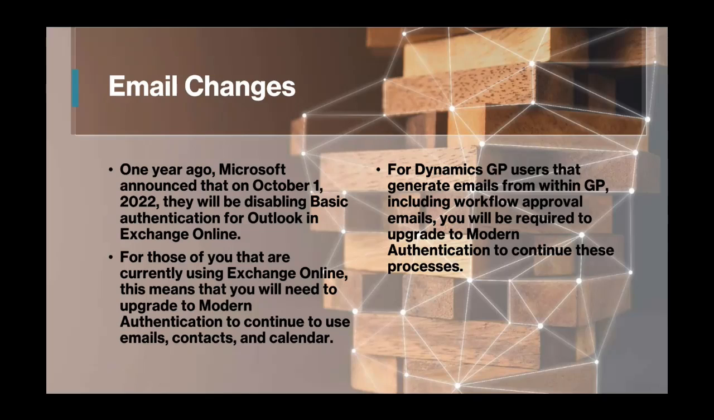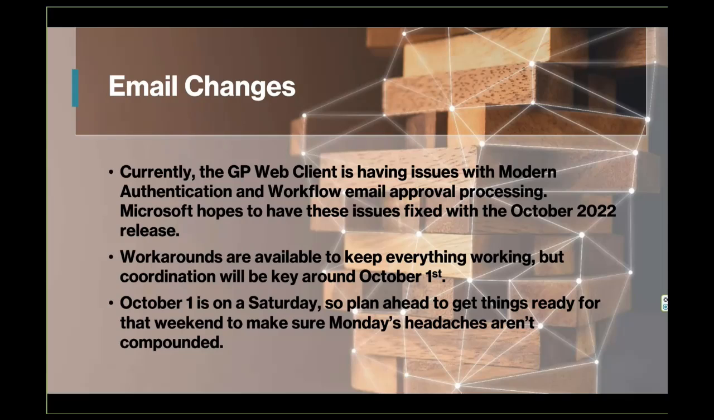What that means for your Dynamics GP users is that if you are using emails out of Great Plains, including workflow approvals, you will be required to upgrade to modern authentication to continue to use these. So the general emails, so if you're emailing purchase orders, sales orders, invoices, those types of things straight out of the GP part. Also, in the workflow part, if you're using emails to approve any kind of workflow approvals, those items will discontinue to be used if you're not upgraded to modern authentication as of October 1st.